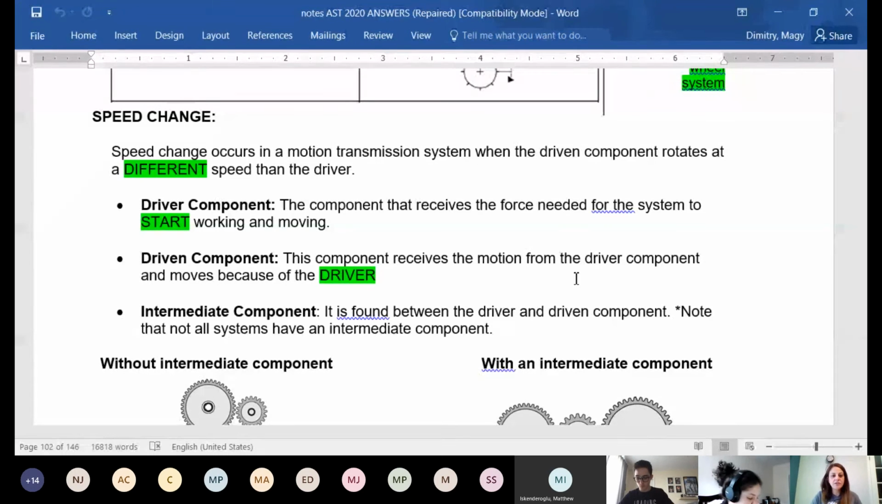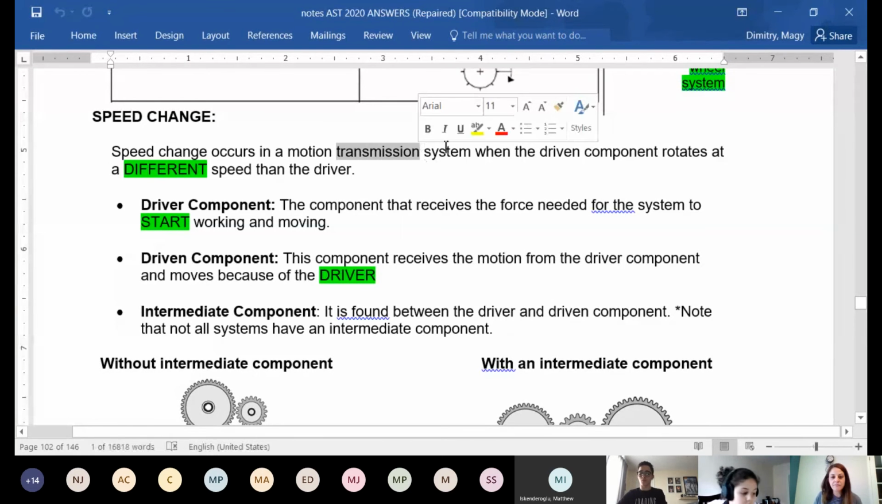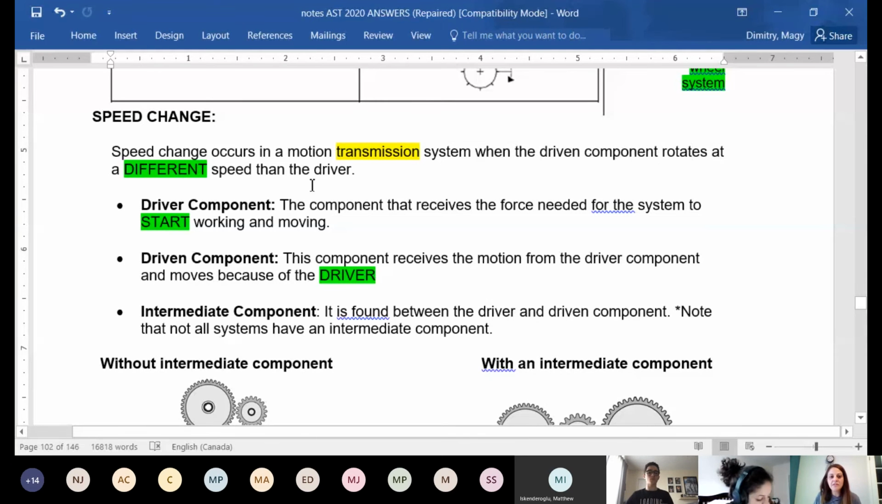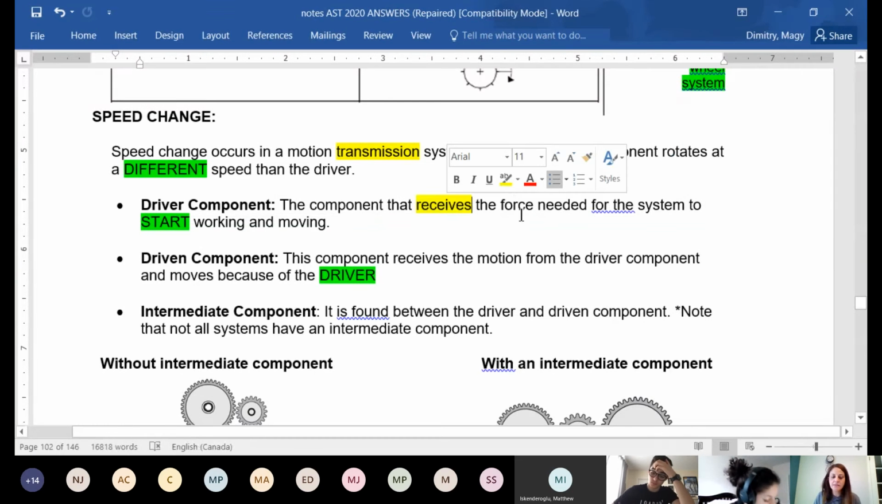So for the speed change, it occurs, of course, in a motion. Can you highlight transmission system? Because again, it's a rotation that causes another rotation. There's no translation. It's all rotation through and through. So to repeat here, we talk about the driven component rotates at a different speed than the driver. The driver component, as a reminder, is the component that receives the force, highlight receives the force needed for the system to start. And I highlighted start.